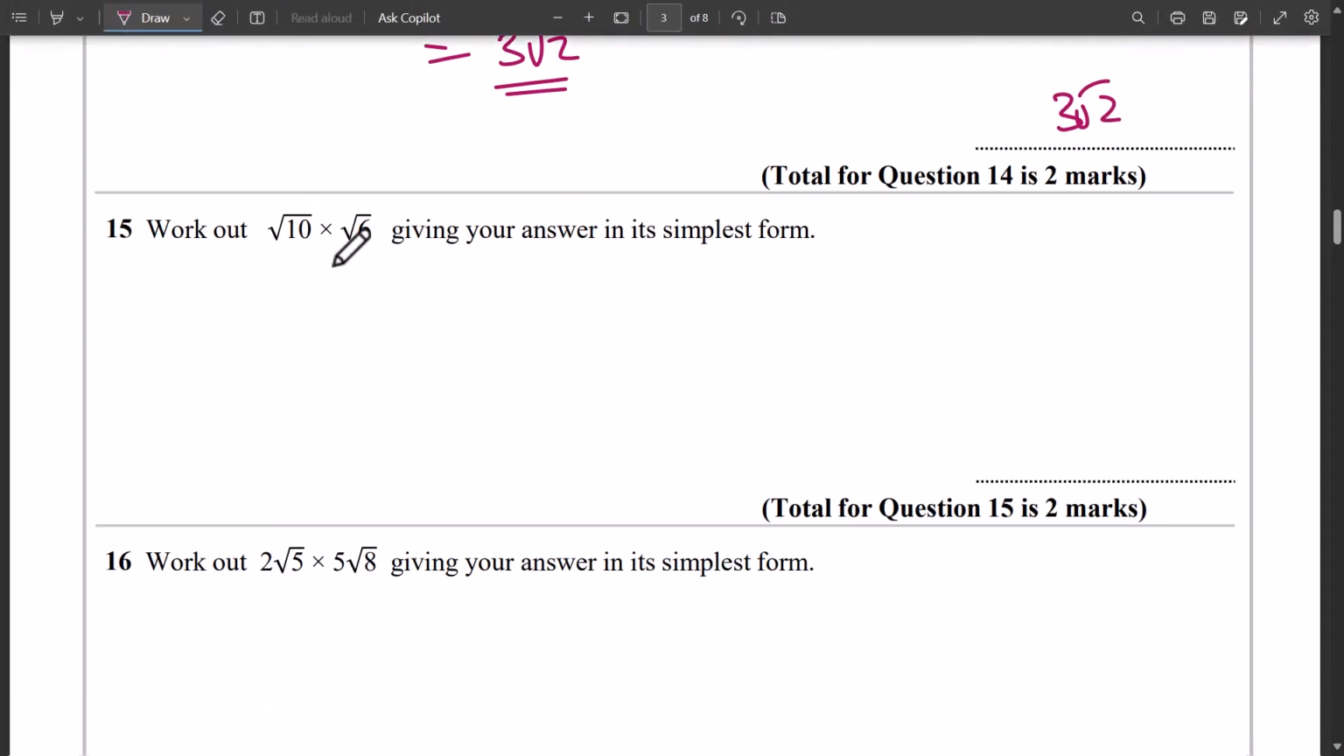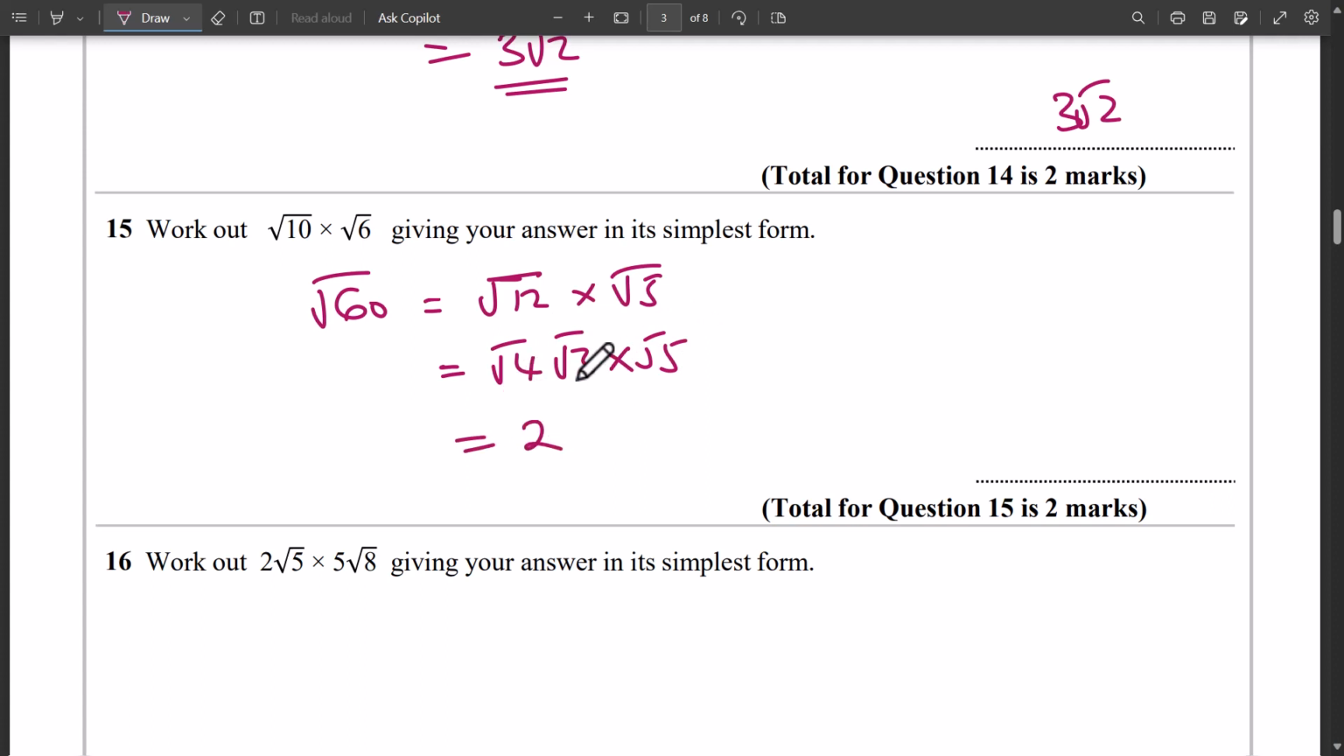And for this, it is the same thing, 10 and 60. You can simply give it as root 60. But then you can still simplify this. Maybe you could say 12 and 5, 12 times root 5, because 12 can be split further as root 4 and root 3 times root 5. So that gives you 2, since root 4 is 2, and root 3 times root 5 is root 15. I don't think that can be simplified any further, so that's 2 root 15.